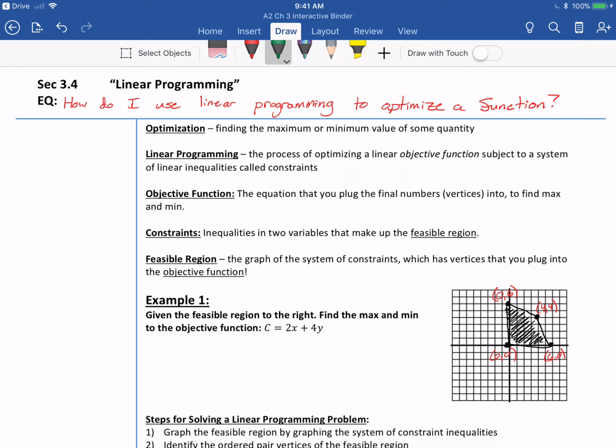Mr. Laxton's video on these Section 3.4 Algebra 2 notes. And today we're looking at linear programming.